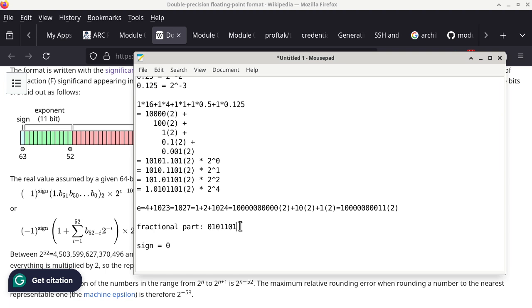Okay, because what we have here is what, 7? So 7 is not 52. What are we going to do? Just pad a bunch of zeros until it fills up 52 bits.